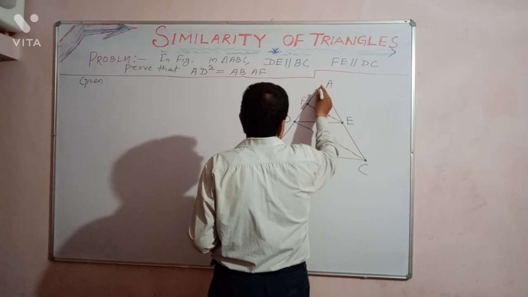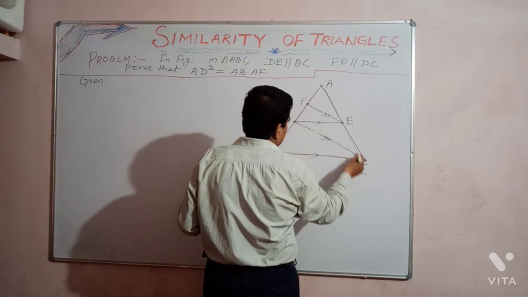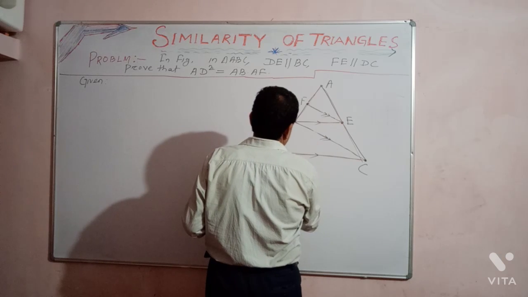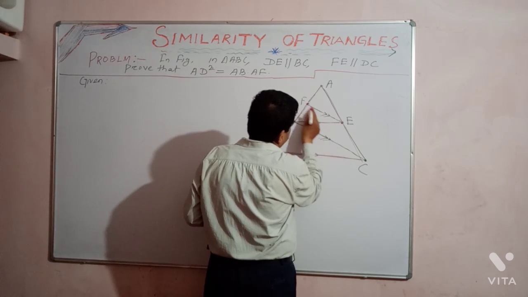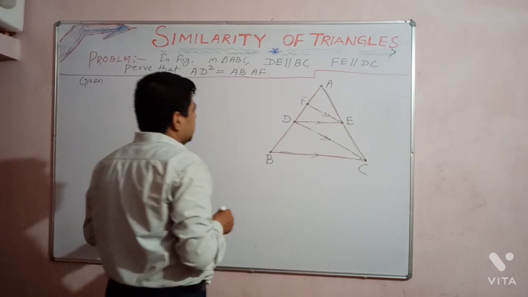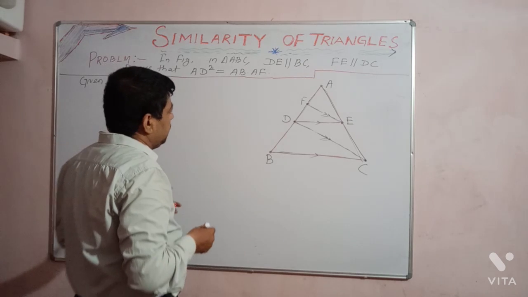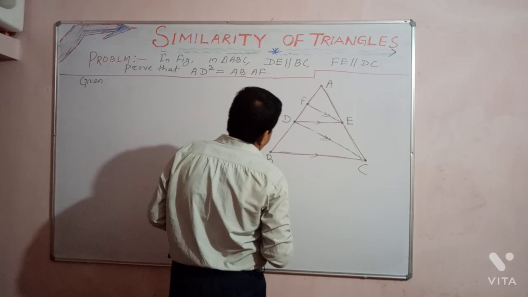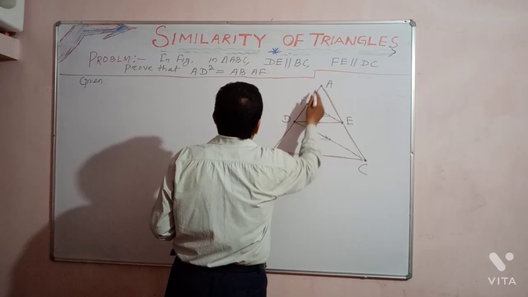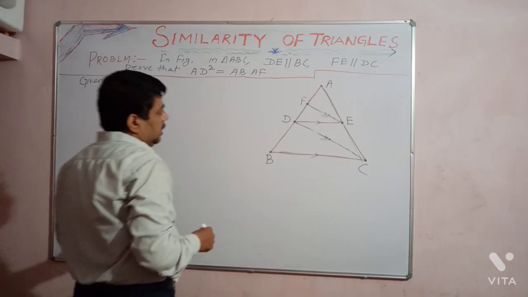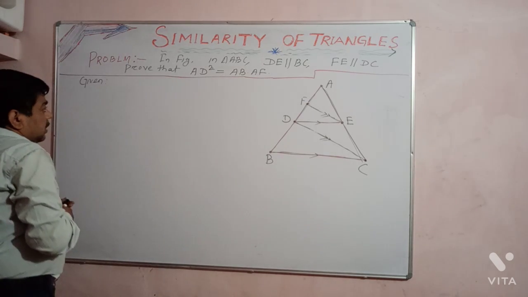ABC is a triangle and DE is parallel to BC. Again, join DC, and FE is parallel to DC. This is given, and you have to prove that AD square is equal to AB into AF. Okay, understand? So let's write this question.